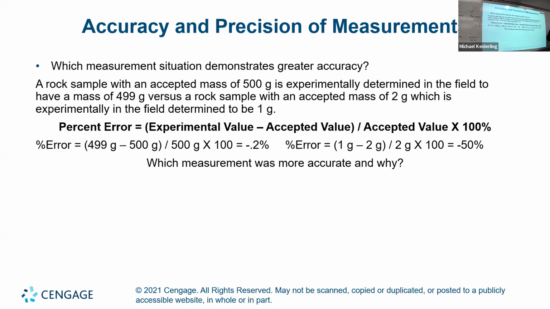Because 499 grams minus 500 grams is -1, divided by 500 gives you 0.2. However, if you weighed something that you know should be 2 grams and you got 1 gram, that would be an error of 1 gram minus 2 grams, which is minus 1 gram, divided by 2 grams and times 100, that would be -50%. So some constant error has a much bigger effect for smaller measurements. So this second measurement would be much less accurate, while this one would be more accurate.